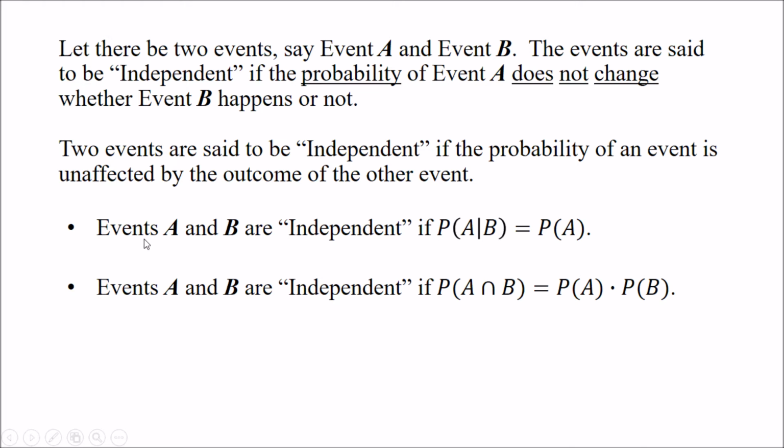Mathematically, though, we could look at it this way. Events A and B are independent if the probability of A given B is equal to the probability of A in general out of the entire population. Or events A and B are independent if the probability of A and B is equal to the probability of A times the probability of B. We're going to look at this second one and see why that's true.